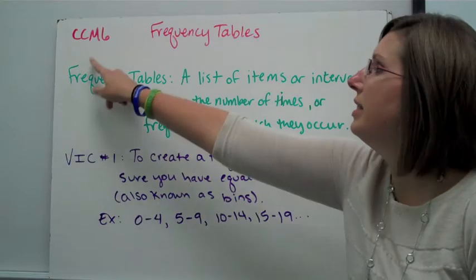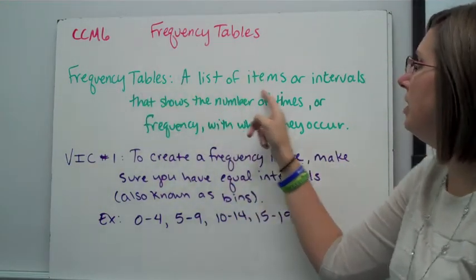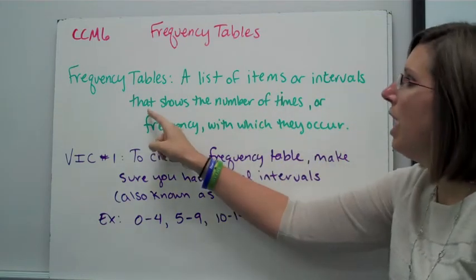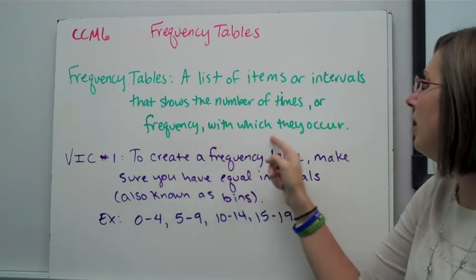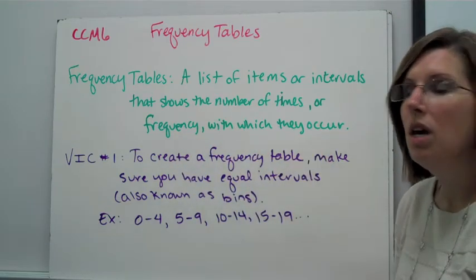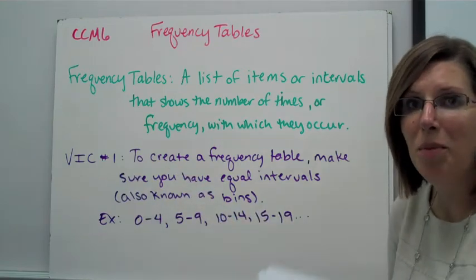Today we're talking about CCM6 frequency tables. A frequency table is a list of items or intervals that shows the number of times, or frequency, with which they occur. VIC number one. VIC stands for Very Important Concept number one.